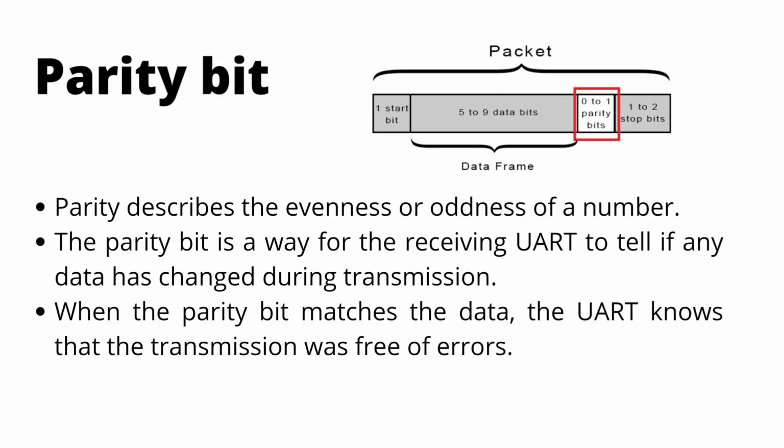If the parity bit is a 0, the 1 bits in the data frame should total to an even number. If the parity bit is a 1, the 1 bits in the data frame should total to an odd number. When the parity bit matches the data, the UART knows that the transmission was free of errors. But if the parity bit is a 0 and the total is odd, or the parity bit is a 1 and the total is even, the UART knows that bits in the data frame have changed.